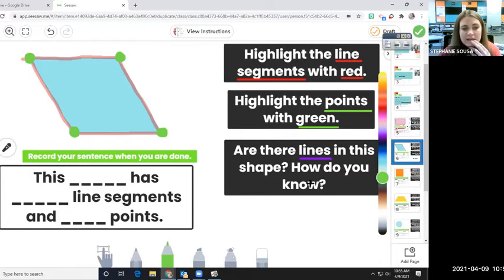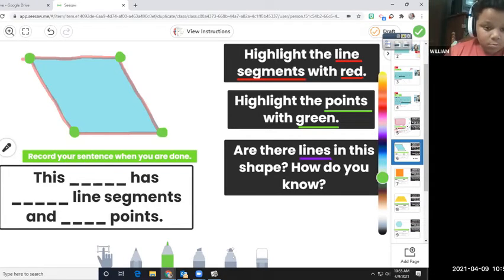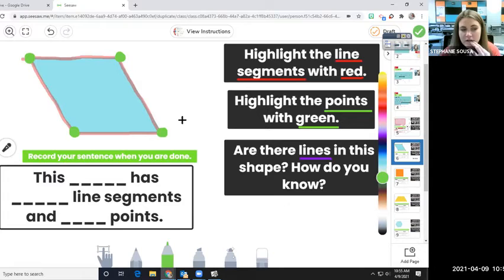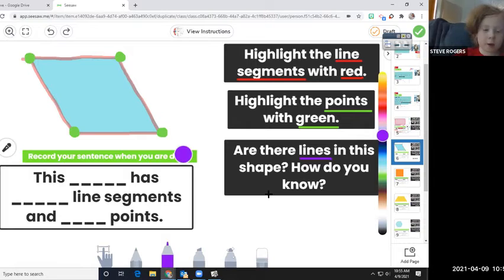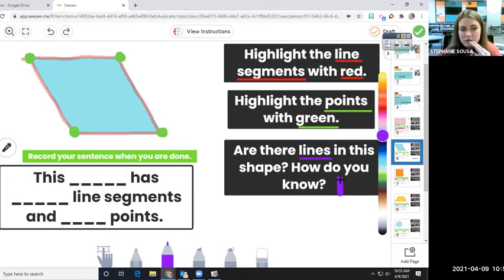Are there lines in this shape? How do you know? What do we think, guys? Are there lines in this shape? Anybody see something that goes on forever and ever? Anybody see any arrows? Nope. And guess what? No. Not lines. Thank you, Steve Rogers. No, there are not lines. It says, how do you know?